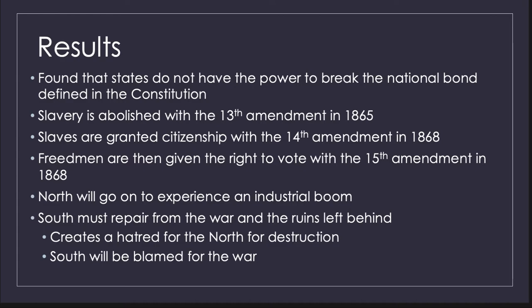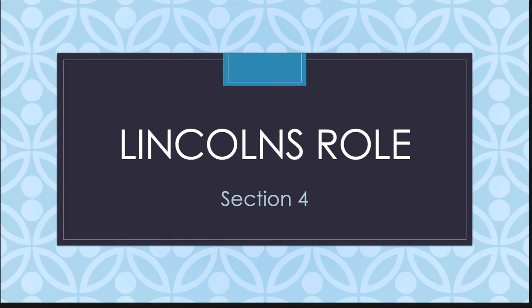Because of how the South is left after the war, there is going to be this hatred for the North, for the destruction that they caused. And that hatred is only going to be furthered because the North will go on to blame the South for the war. And we're going to talk about that more in depth when we get to Reconstruction. But we need to take a step back and really examine Lincoln's role in the Civil War.